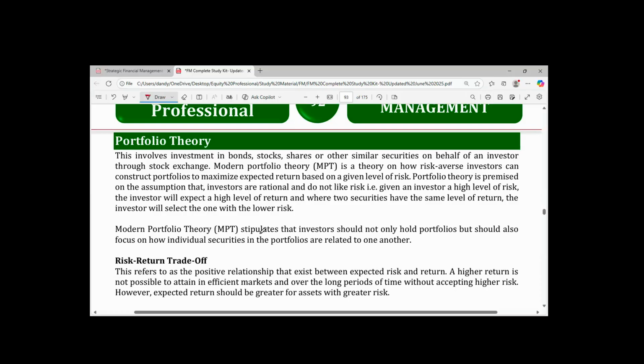Therefore, what do you understand by portfolio? Portfolio represents the collection of several investment instruments, including bonds, shares, and other similar securities. Okay, the collection of several investment instruments, including bonds, shares, and other similar securities. That is what portfolio is all about.